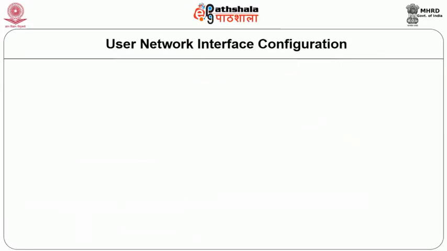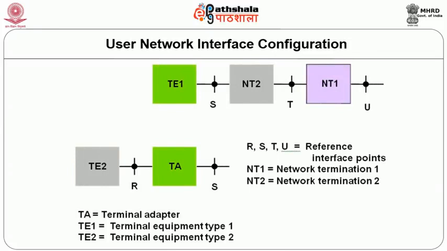Looking at the user end, the terminal equipment, that is TE1, is connected to a network terminal, and from there to the next network terminal, then again to the next terminal. Like that, every network is terminated with the next end where it is to be connected. At the end it will go to another TE. Here you also have a terminal adapter between the endpoints. This is the UNI configuration, generally the user network interface configuration.